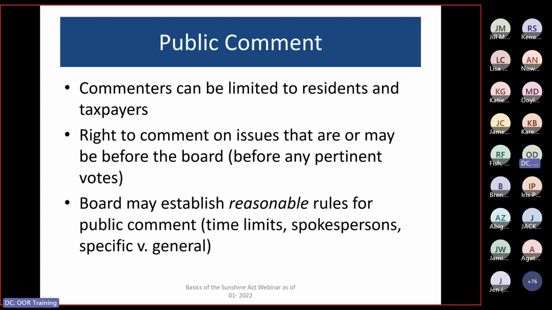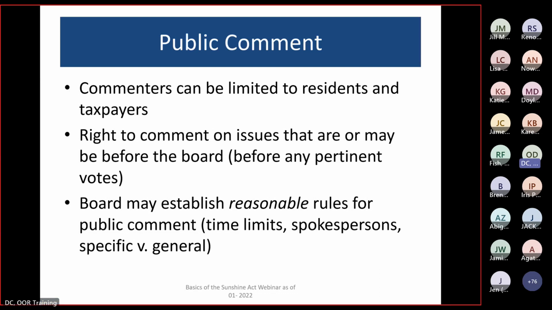Commenters can be limited to residents and taxpayers. Anyone else coming in from outside the jurisdiction, the board can say, no, we're not going to allow you to comment, and that is perfectly legitimate. The way the law reads is that they have the right to comment on issues that are or may be before the board prior to any pertinent votes. Now, that word may opens up a can of worms here, because even though potholes aren't on the agenda, if someone wants to stand up and complain about the potholes on their street, that may be an issue that would ultimately come before the board. So legally, they can do that.